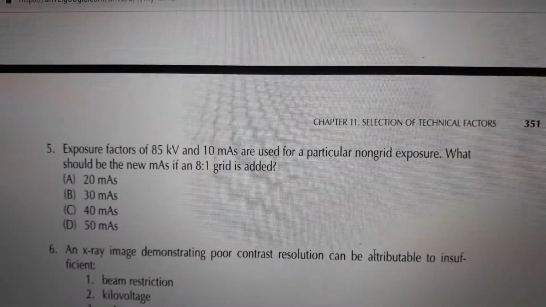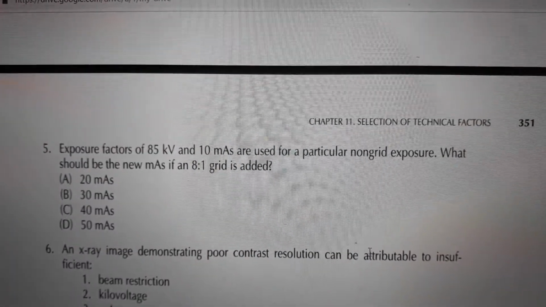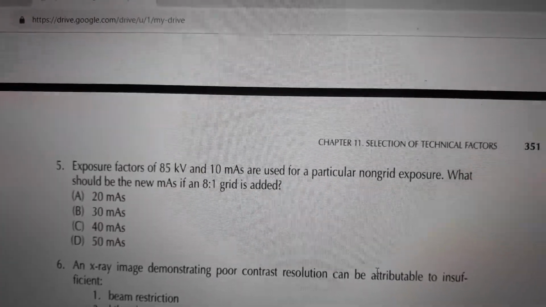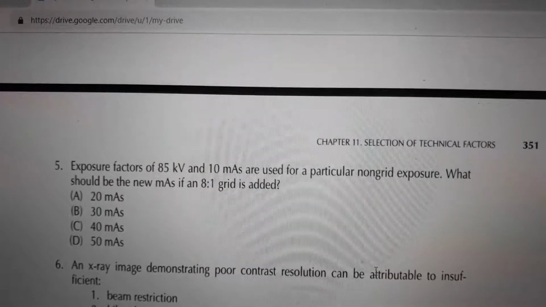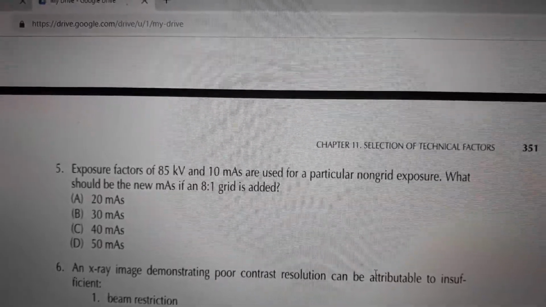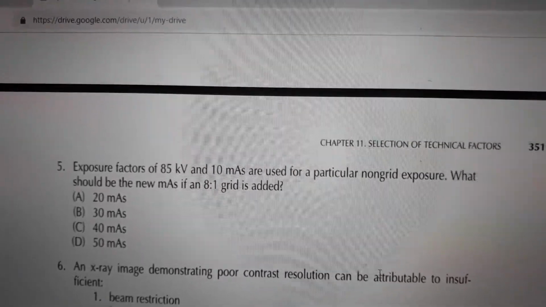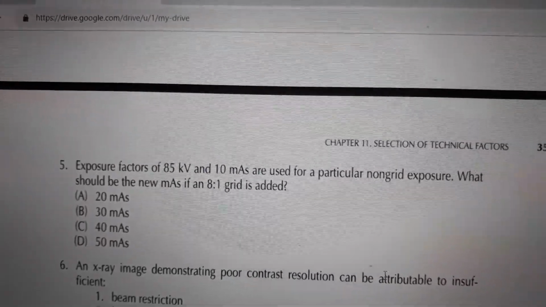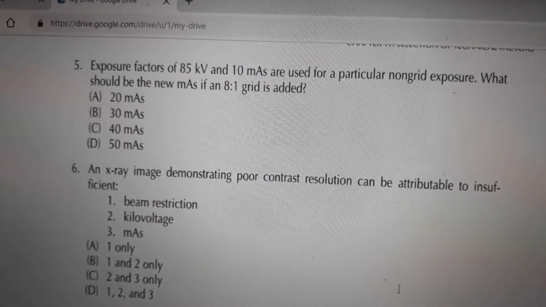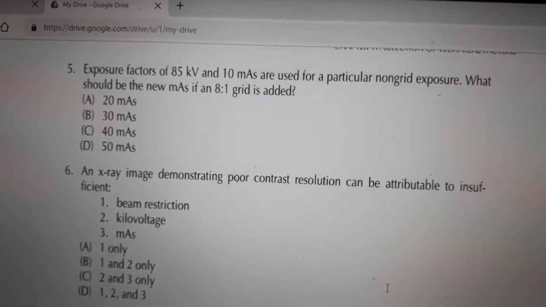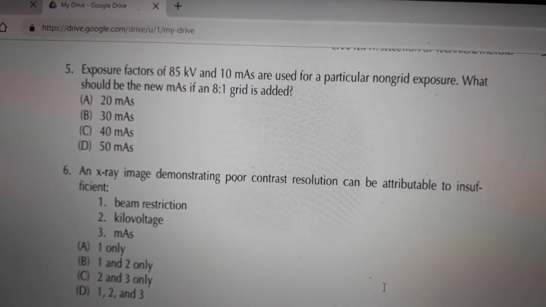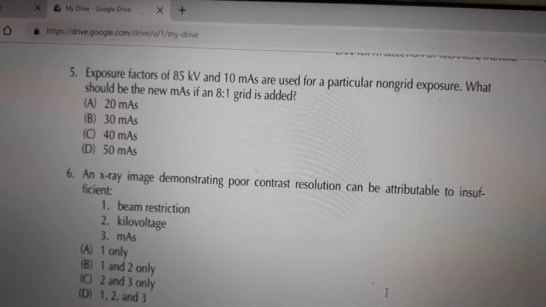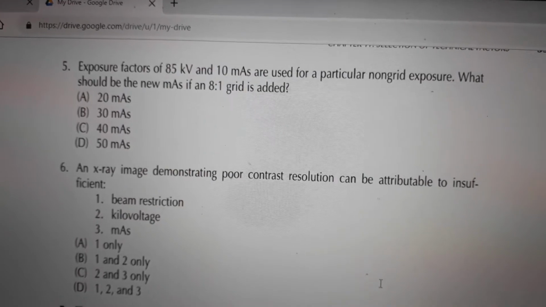Next question. The exposure factors 85 kVp, 10 mAs are used for a particular non-grid exposure. What should be the new mAs if an 8:1 grid is added? The answer is 10 mAs, 8:1 grid, then 40. Answer is C, 40. Next question. An X-ray image demonstrating poor contrast resolution can be attributed to insufficient what? Answer is beam restriction.